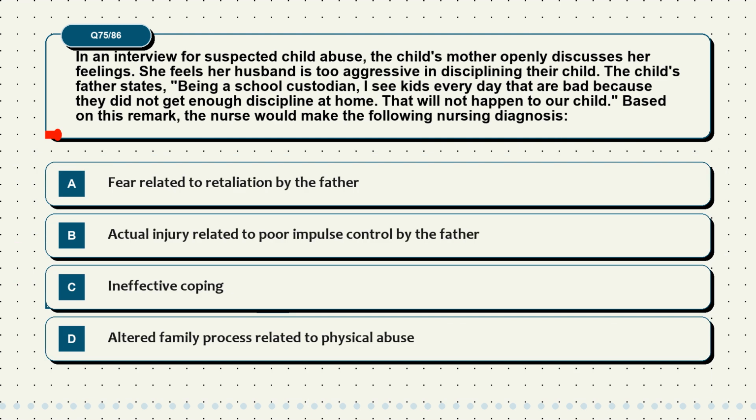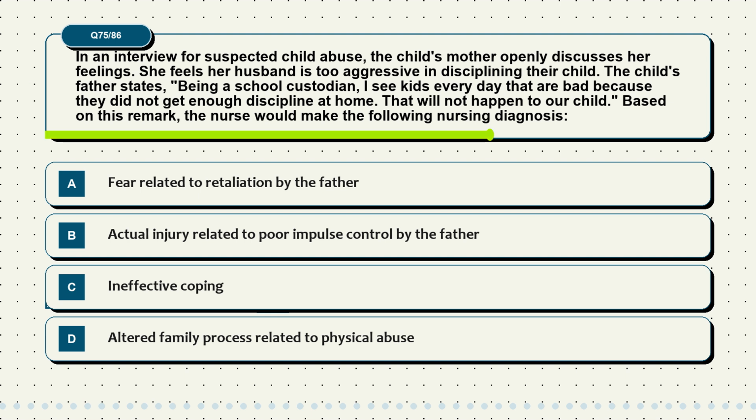Question 75. In an interview for suspected child abuse, the child's mother openly discusses her feelings. She feels her husband is too aggressive in disciplining their child. The child's father states, "Being a school custodian, I see kids every day that are bad because they did not get enough discipline at home. That will not happen to our child." Based on this remark, the nurse would make the following nursing diagnosis. Here are the options.